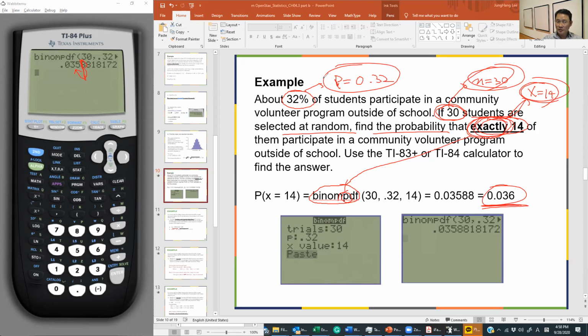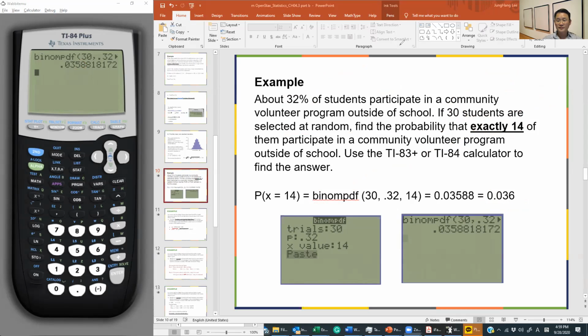So let me give a little bit of time to recap. The p-value, the n value, and the x value. And because it's set exactly, we're going to use binomial PDF function, right? Binomial PDF function. And then just use the calculator to get to this answer. Just like that, right? Okay, so it wasn't too bad.